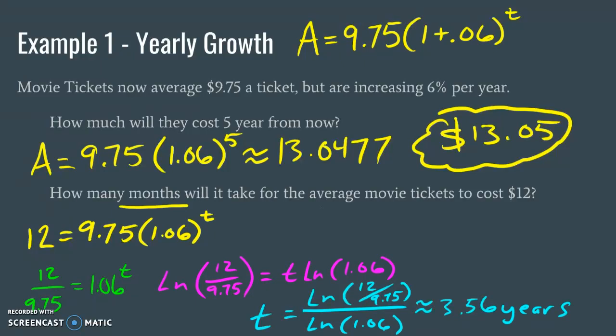But I remind you that we are not solving for years, we are solving for months. So we need to multiply by 12, and then we'll get our actual final answer, which is approximately 42.76 months.